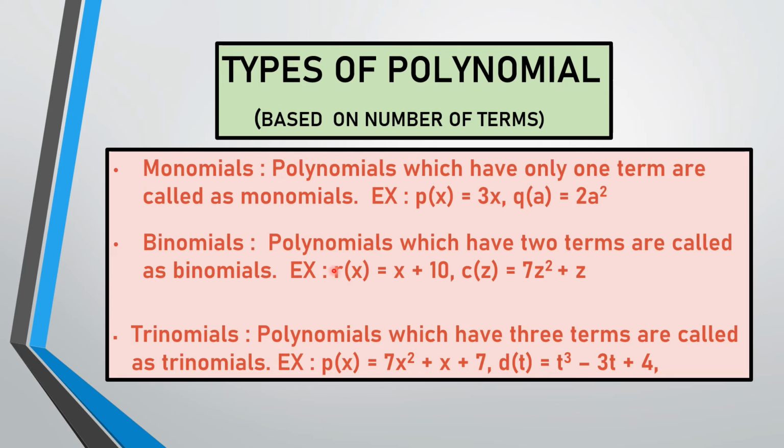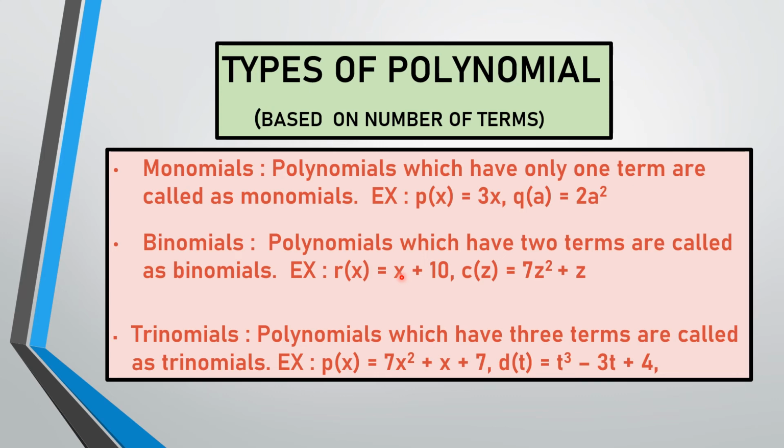Binomial. What are binomials? Which have two terms. Bi means two. Mono means one. So binomials means which have two terms. Let us see, r of x is equal to x plus 10. Here how many terms are there? X is one term, 10 is the other term. C of z is equal to 7z square plus z. Again, how many terms are there here? Two terms. 7z square is one term, z is another term.